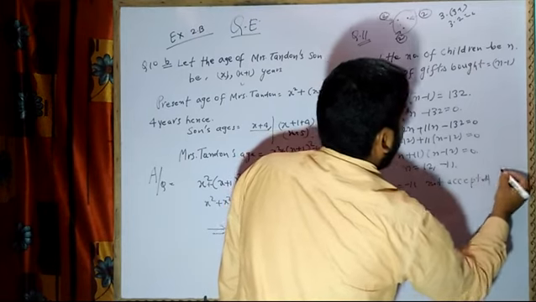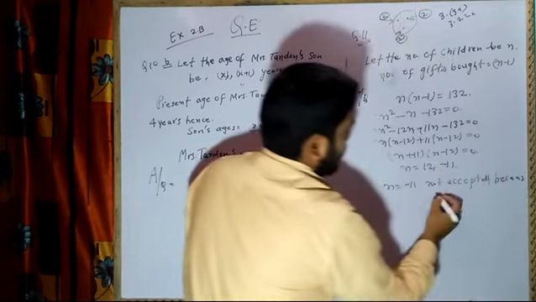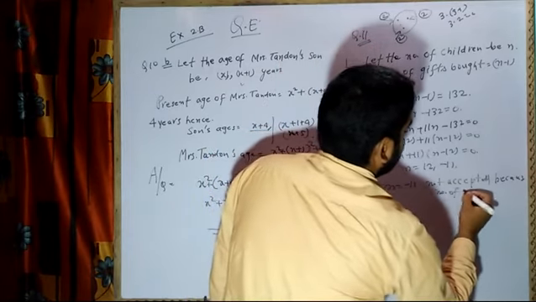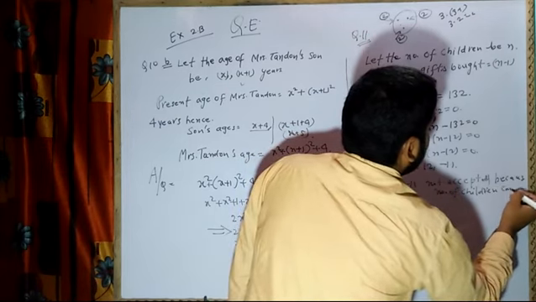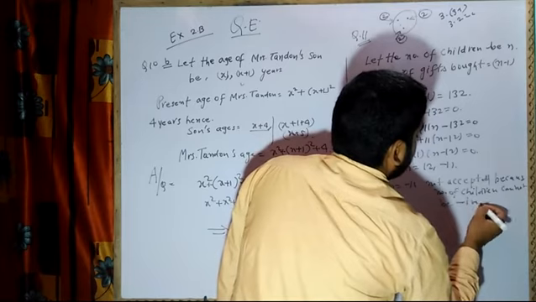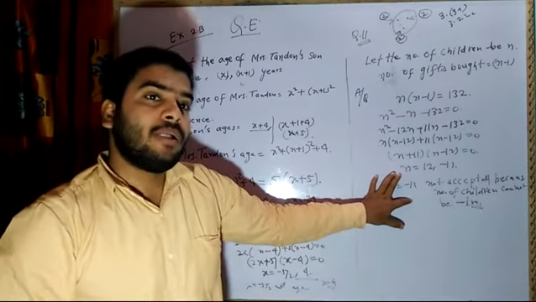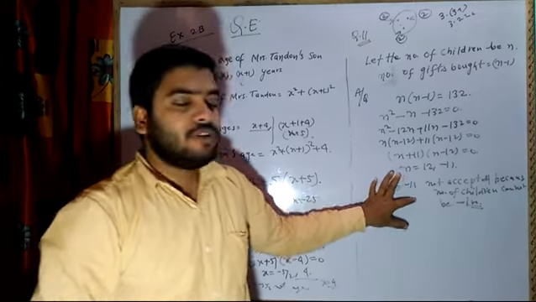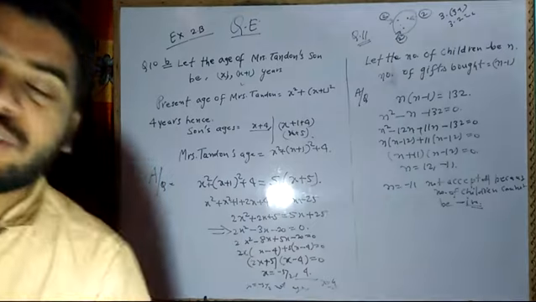Not accepted. Why? Not accepted because the number of children cannot be negative. Understood? That is why we are not accepting this one, because we have to confirm that it should not be negative. That is why we are neglecting that.